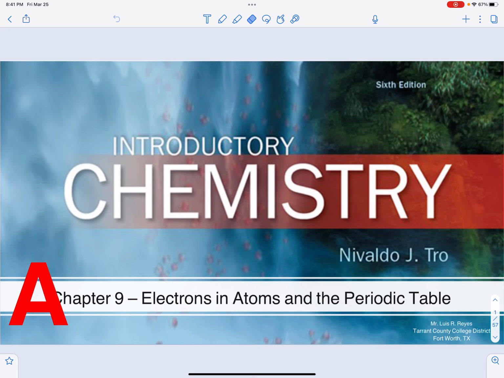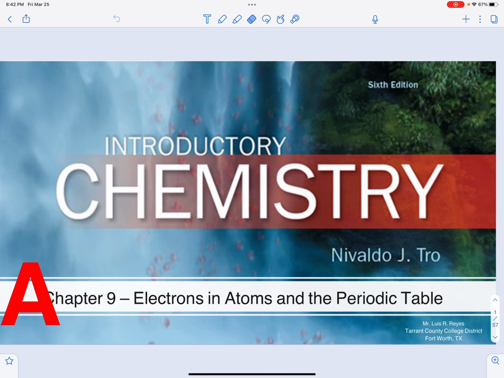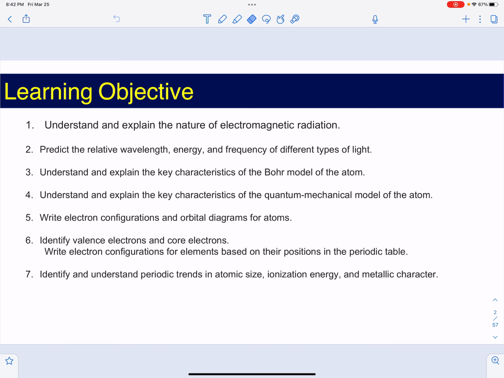Welcome back. Here we are in chapter number 9, which is going to be electrons in atoms and the periodic table. So we're going back again deep inside the atom. And this time we're going to concentrate on describing the electrons. So to do that, these are the objectives we're going to cover.